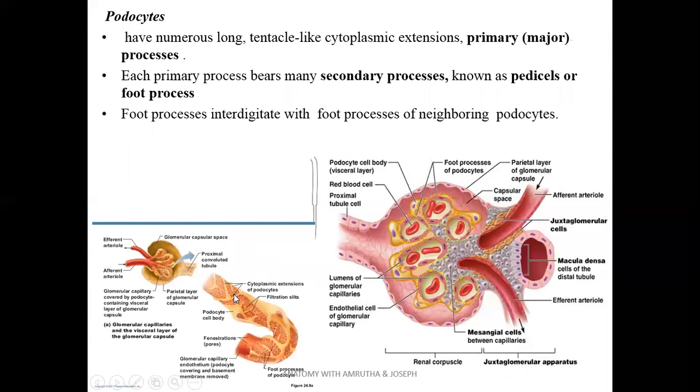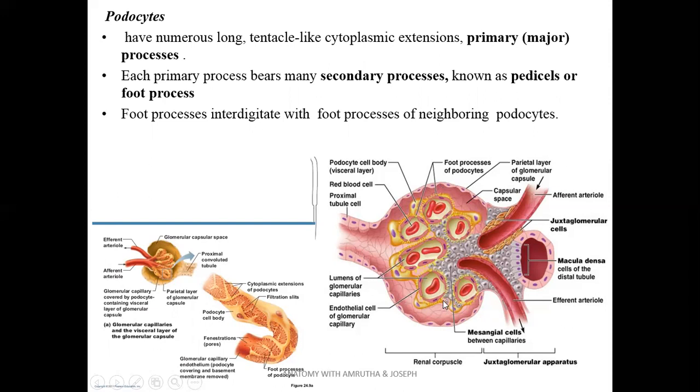Let's talk about the podocytes. The afferent arteriole enters the Bowman's capsule, forms the glomerulus, and comes out as the efferent arteriole. Podocytes are going to cover the glomerulus. Here we can see the afferent and efferent arterioles, the extraglomerular mesangial cells, intraglomerular mesangial cells, the inner layer of the Bowman's capsule, and the outer layer of Bowman's capsule. Now the inner layer has podocytes which are going to cover the capillaries.